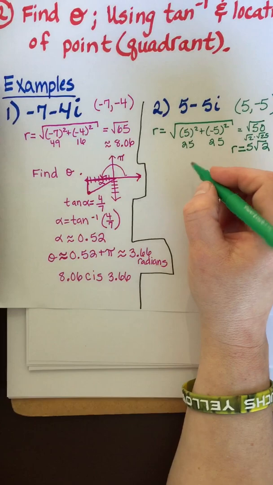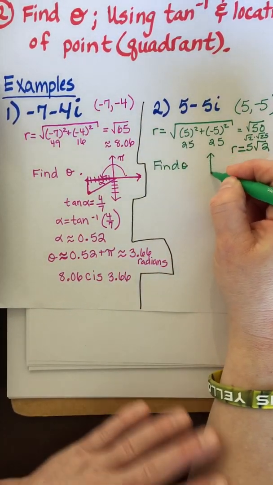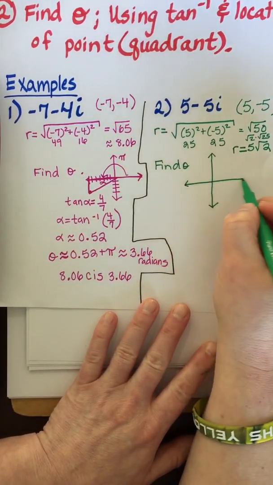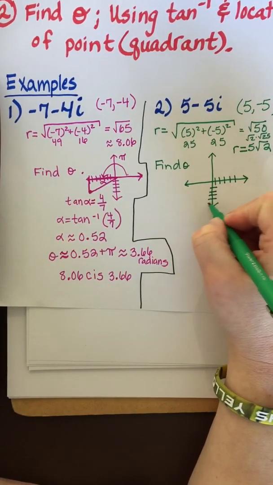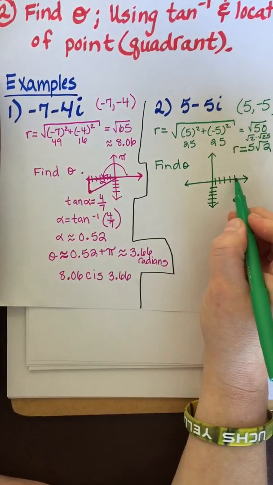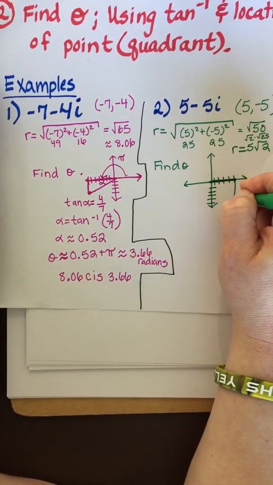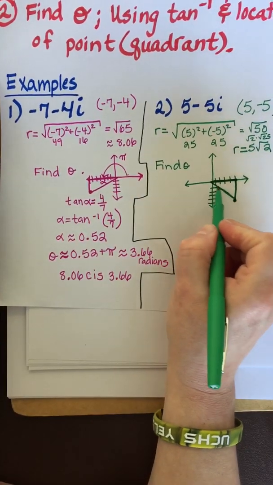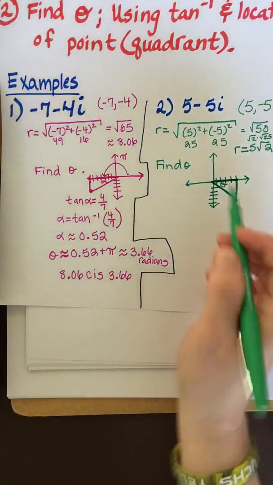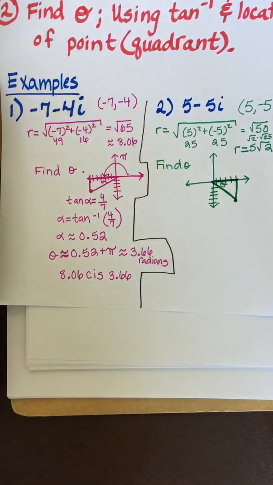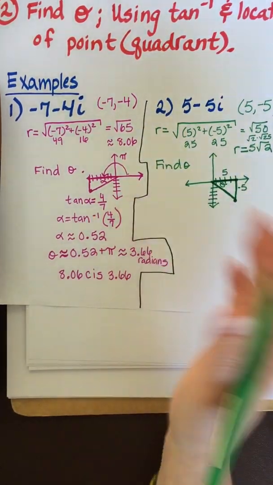So let's think about where this point is. We want to find theta. And again, I'm just going to do a quick sketch. Nothing beautiful. Over 5. Down 5. So it'd be about right here. Now this time, this triangle that I'm making is actually part of this positive x-axis. So I won't need to do any funny math. I can just use whatever I get for theta and I'm good to go. So this is 5 down and this is 5 over.